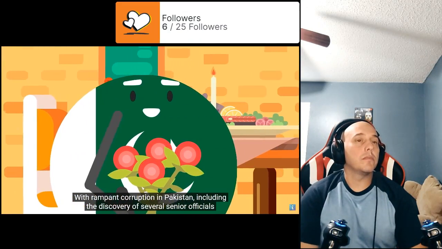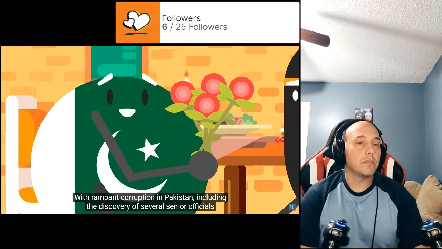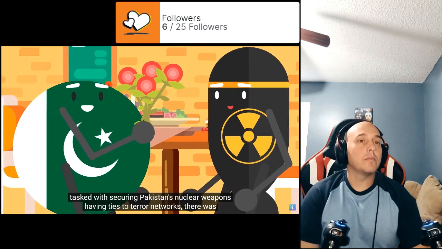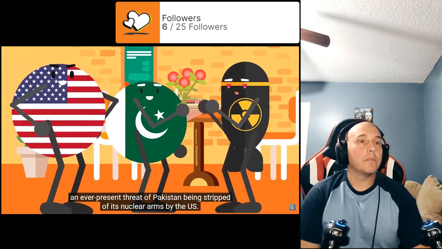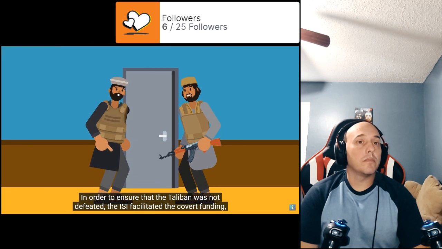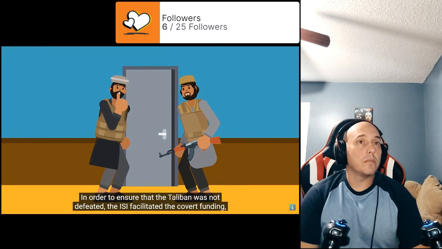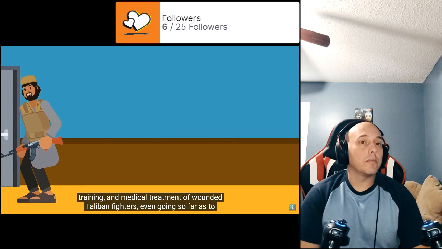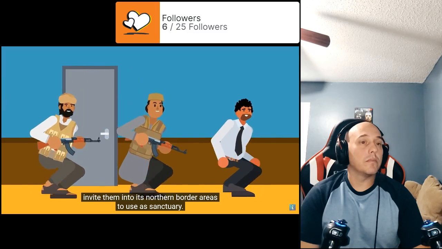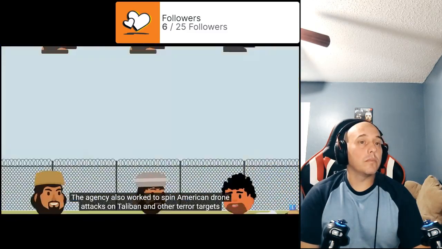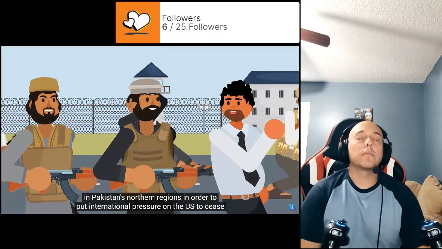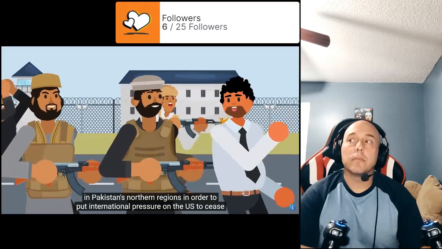With rampant corruption in Pakistan, including the discovery of several senior officials tasked with securing Pakistan's nuclear weapons having ties to terror networks, there was an ever-present threat of Pakistan being stripped of its nuclear arms by the U.S. In order to ensure that the Taliban was not defeated, the ISI facilitated the covert funding, training, and medical treatment of wounded Taliban fighters, even going so far as to invite them into its northern border areas to use as sanctuary. The agency also worked to spin American drone attacks on Taliban and other terror targets in Pakistan's northern regions in order to put international pressure on the U.S.